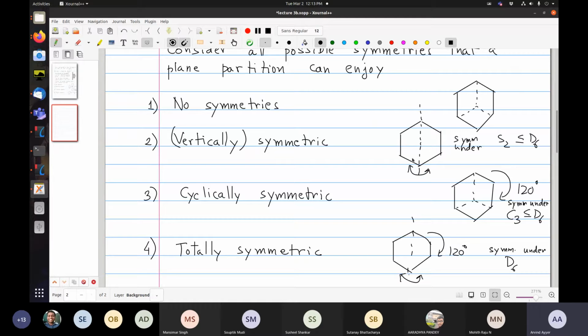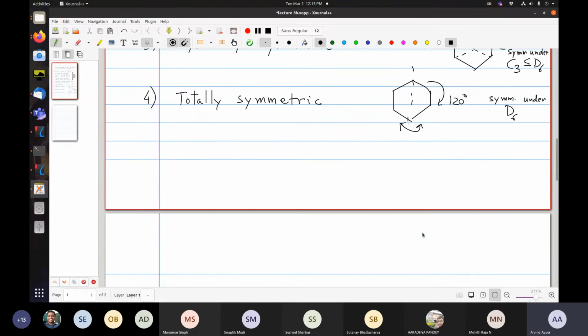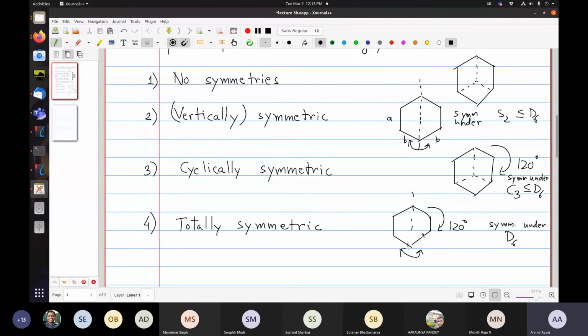So I should have said, for vertically symmetric, you don't need all A, B, C to be equal. You just need 2 of them. So if you're calling this A, it can be of the form A, B, B. Such more general things are allowed. For cyclically symmetric, you need all 3 equal, and therefore also for totally symmetric. But there are various conditions. Okay, so all right.